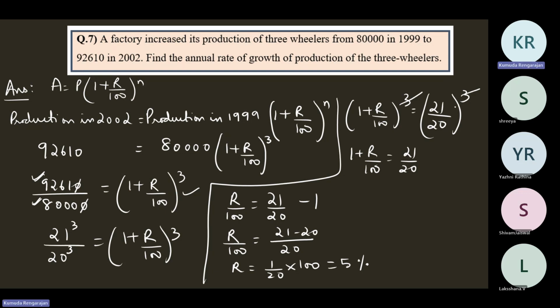Then you can cancel the equal powers on both the sides. So we have 1 plus R by 100 is equal to 21 by 20. Now transpose plus 1, so it becomes minus 1. R by 100 is equal to 21 by 20 minus 1. Taking the LCM, you get 1 by 20. Then this 100 goes to the other side for multiplication. 1 by 20 into 100 is 5. So the annual growth rate is 5%.